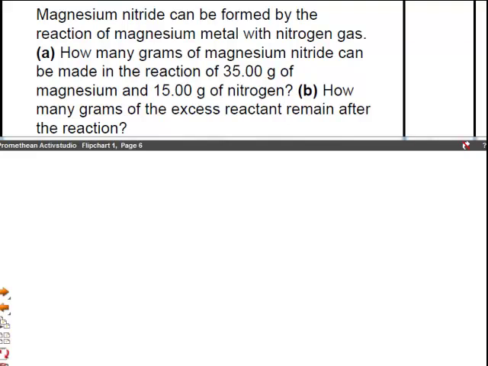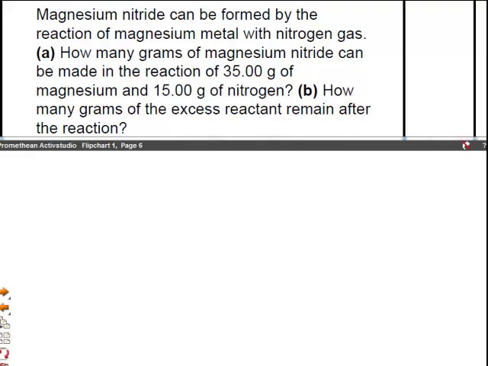This is Mr. Royks, and we're going to look at this limiting reactant problem here. The question asks, magnesium nitride can be formed from a reaction of magnesium metal with nitrogen gas. How many grams of magnesium nitride can be made from the reaction of 35 grams of magnesium and 15 grams of nitrogen? And the follow-up question to that is, how many grams of the excess reactant remains after the reaction?